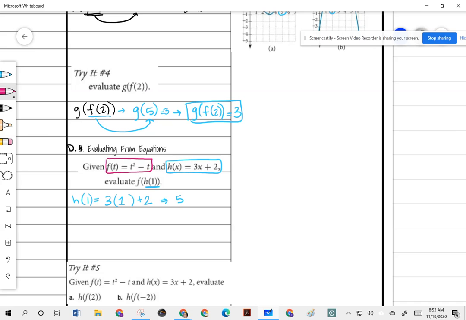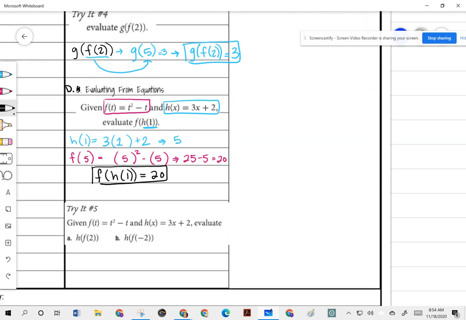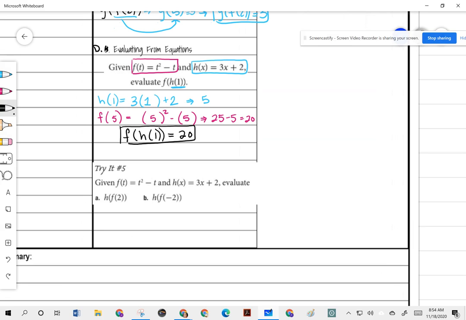And then, of course, now you are supposed to take that 5 and evaluate it into the f. So again, everywhere where there is a letter, put parentheses, and then come back and substitute your number. So now you get 25 minus 5, and you get 20. So the proper way to write that again is going to be f of h of 1 is going to equal 20. All right, so you should try it for A and B.